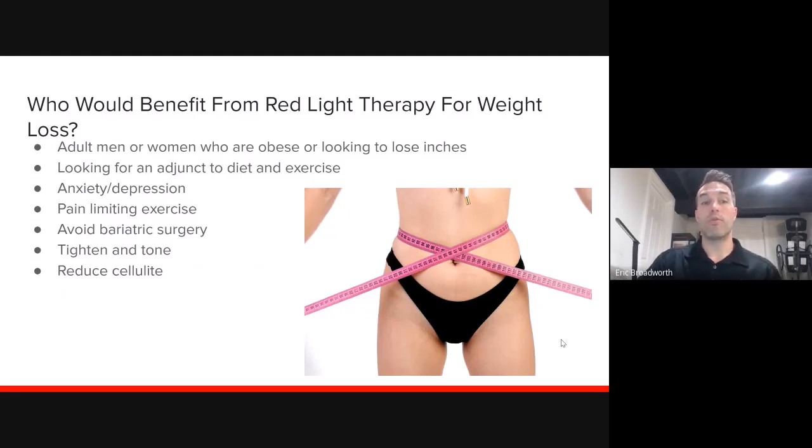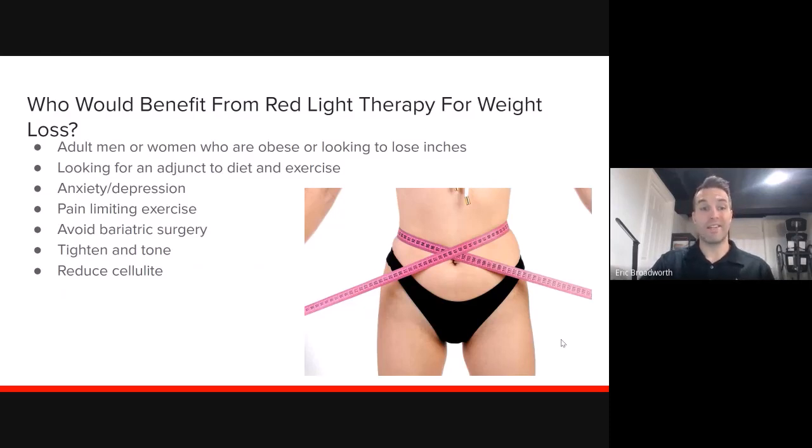For those looking to avoid bariatric surgery, red light therapy is for them, in addition to, I didn't put this on there, but those who have had bariatric surgery. I've had good results with those who have had bariatric surgery, and maybe they didn't get the effects that they wanted from it, or they want to take it a little bit further. Red light therapy has been really good.